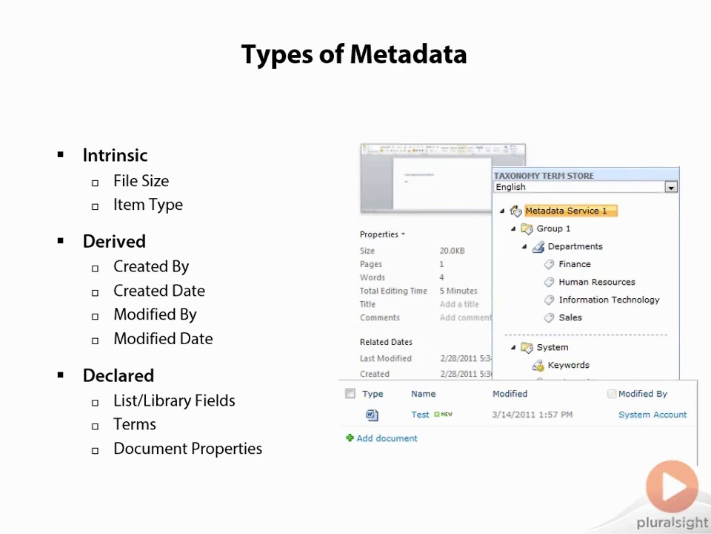And then we have declared. And if you're in SharePoint, it's a list and library field or whatever the system is. You can do terms, which are more a consistent set of terms across multiple things like keywords. And then you can also internally to a document have document properties that are sometimes promoted into your content management system.